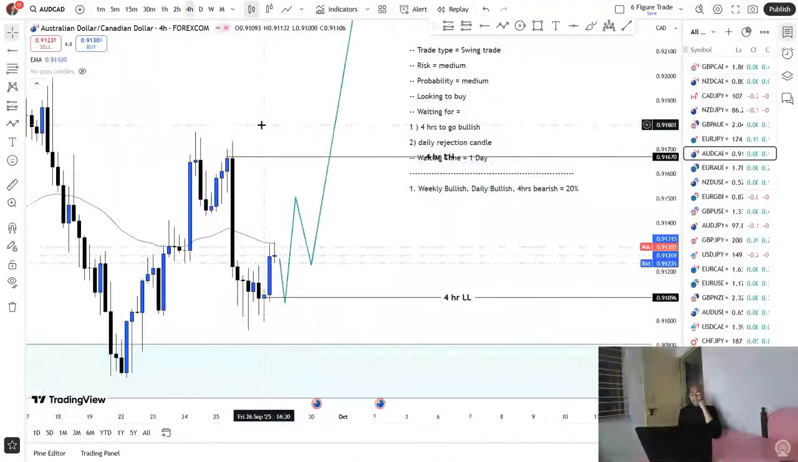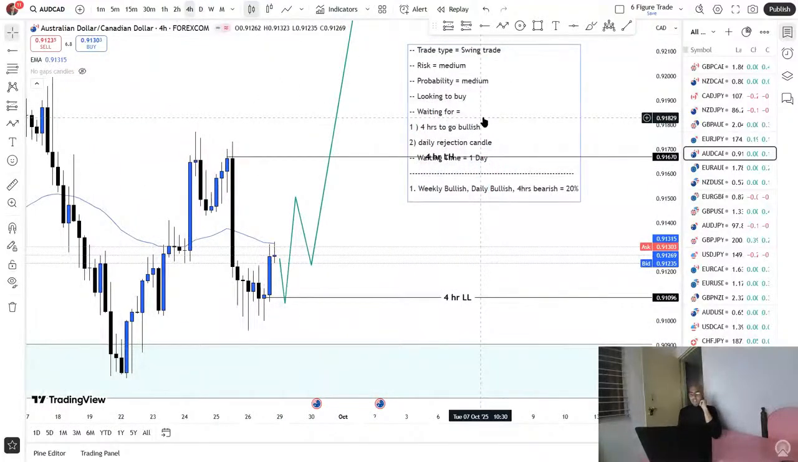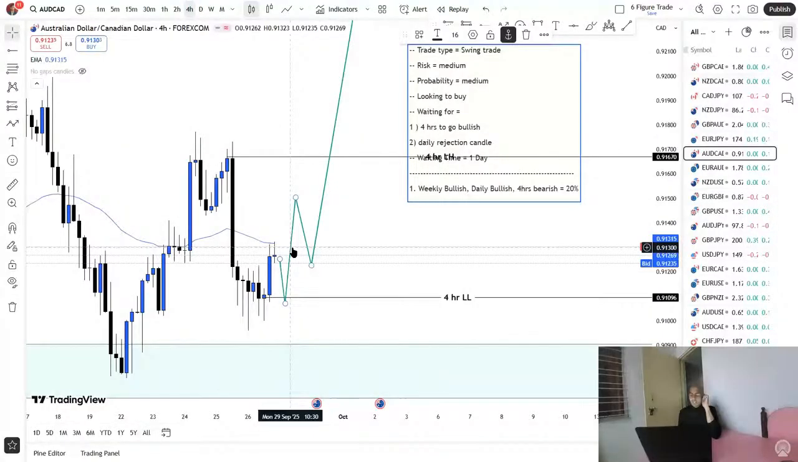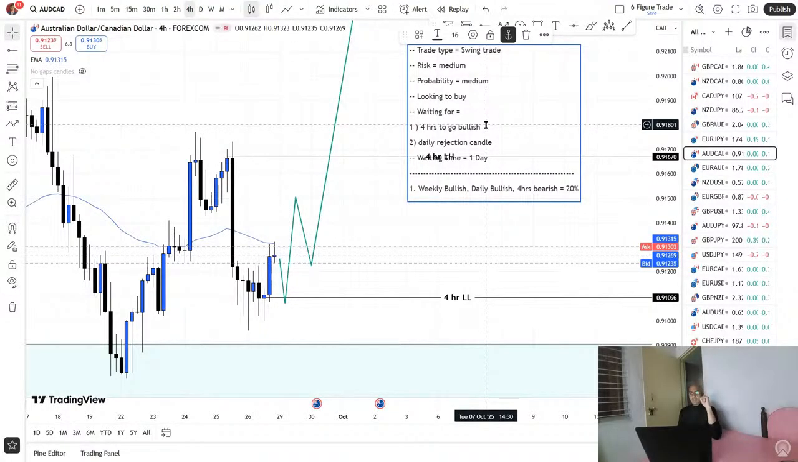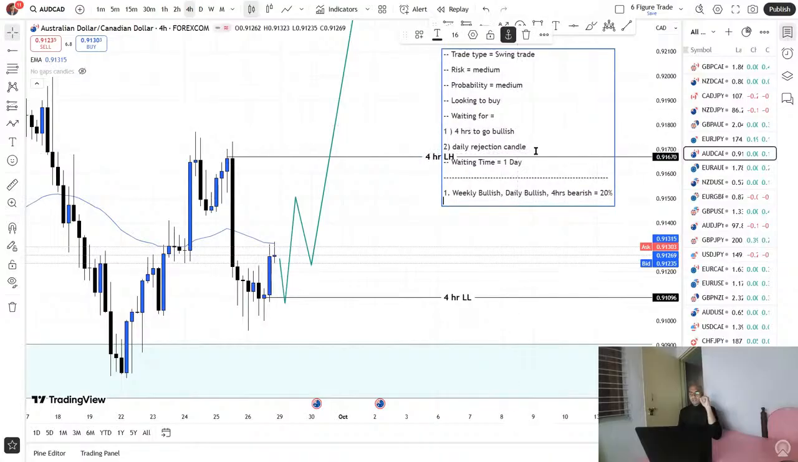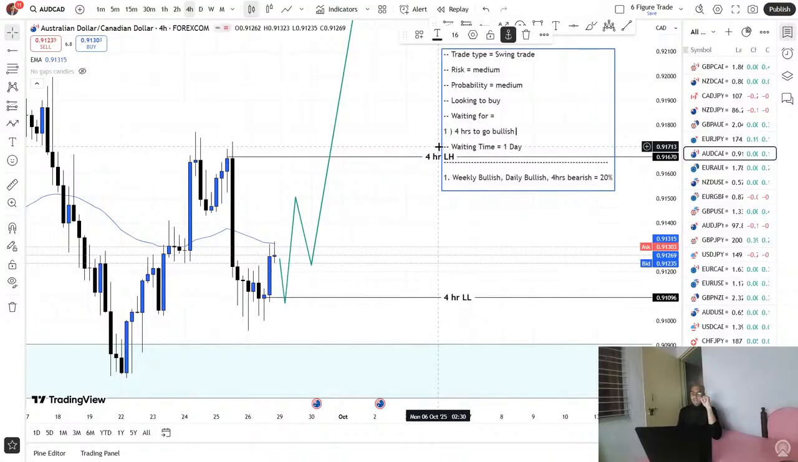So my main goal is until and unless 4 hours turns bullish, I'm not going to take the trade for sure. I need 4 hours to go bullish. Okay, daily rejection candle. We got the daily rejection candle. All right. So waiting time is 1 day. Yeah, pretty much 1 day.